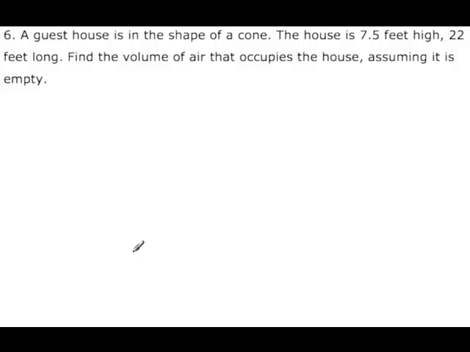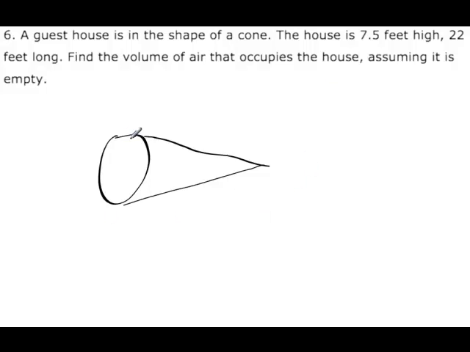Number 6, the guest house is in the shape of a cone. I don't know why the house is in the shape of a cone, but that's the problem. The house is 7.5 feet high and 22 feet long. Find the volume of air that occupies the house, assuming it is empty. So I'm assuming that this house, since it's in the shape of a cone and all the dimensions they gave me, looks like this. So it's lying on the ground like that. So as you walk in, I don't know, it gets smaller, so I guess you can't be too tall. But anyway, we know it's a cone shape.